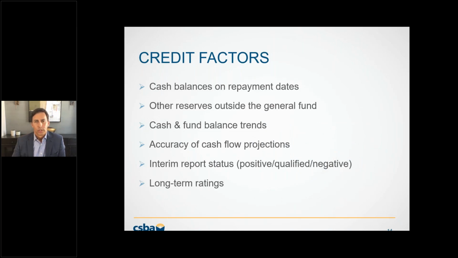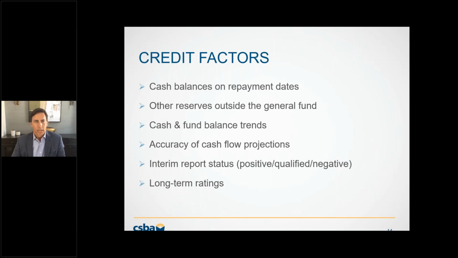One of the things that goes into what a TRAN costs in terms of interest rates and the interest cost side of the TRAN is that rating agencies and investors look at a couple key things. They look at your cash balances on the repayment dates. Until a district's cash balance gets back to positive, we would keep that TRAN outstanding. So it may be the case that for some districts, this TRAN goes all the way out until December, when all the deferrals are repaid and the property taxes come in.